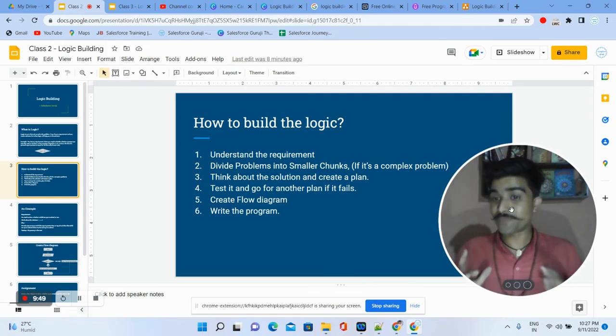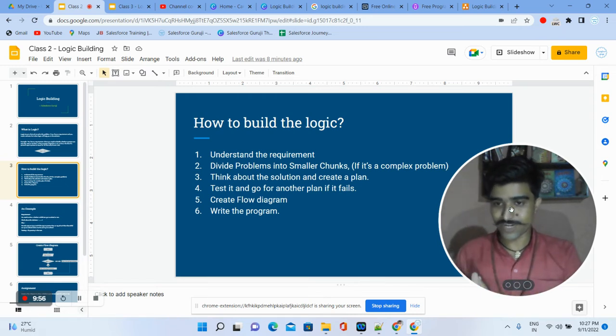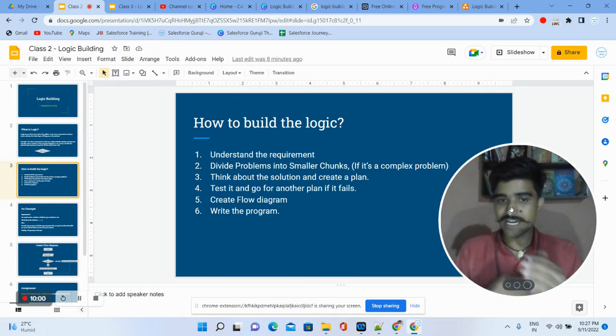Now, when your plan is ready, you need to create a flow diagram. If you want to create a flow diagram, we will teach you all the flow components and everything, how you can do the things. But this is very, very important if you are just starting your career in programming, or if you want to switch your career to programming. If you are an admin and you want to know the basics of flow, then first you need to create the flow. Even if you are a programmer, first create a flow.